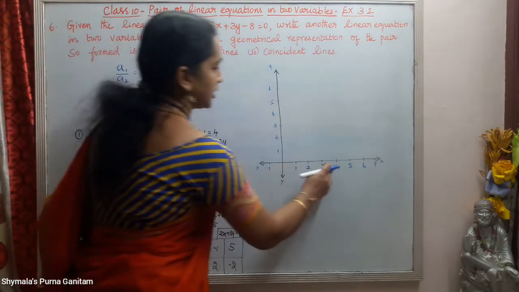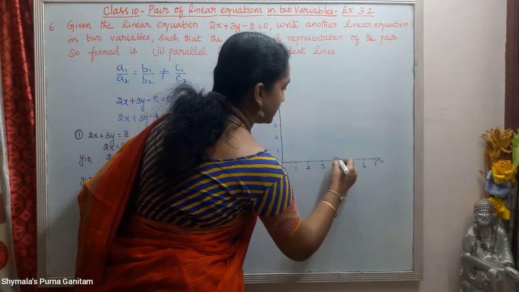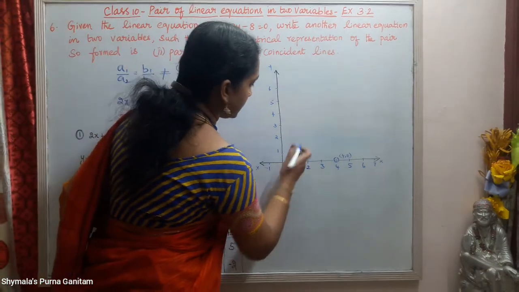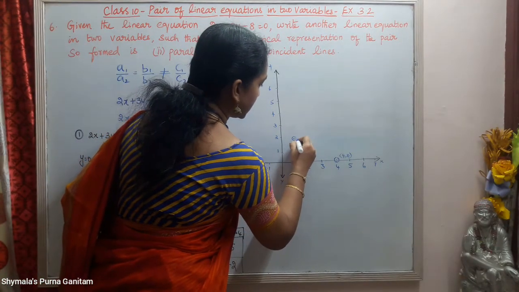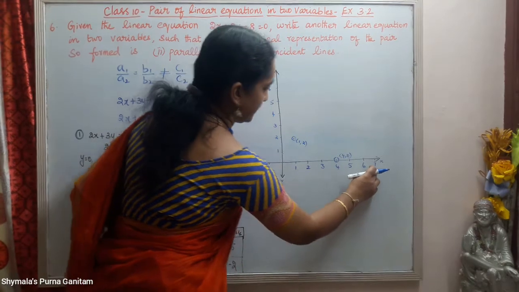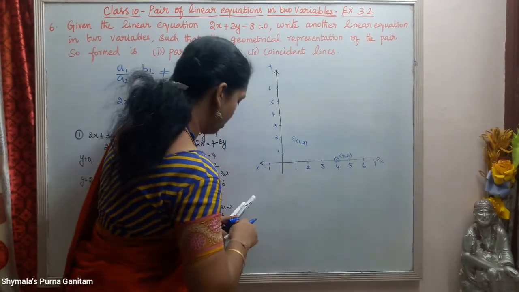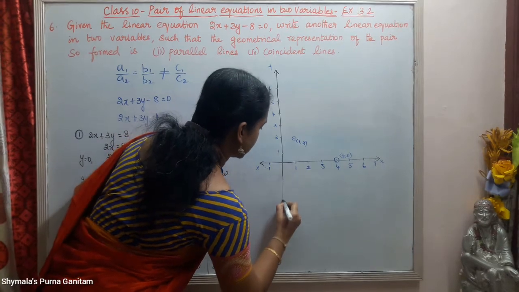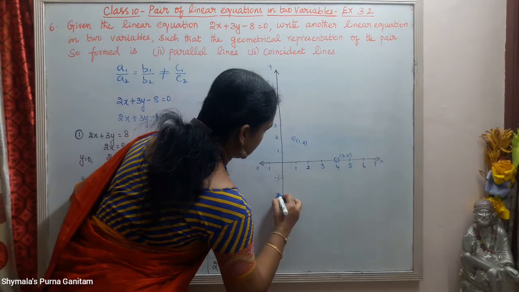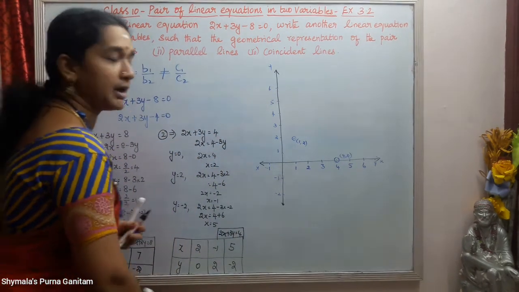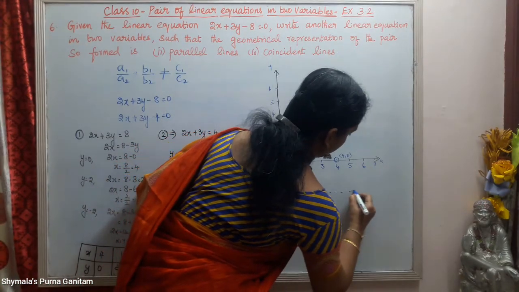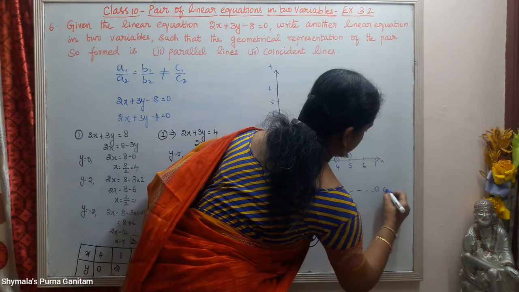So 4, 0 point will be this one. This is 4, 0. Then 1, 2 will be this point. This is 1, 2. Then 7, minus 2. A few more lines I will draw for the y-axis. Here it will be minus 1 and minus 2. So I need 7, minus 2: 7 in the x-axis, minus 2 in the y-axis. So this one will be 7, minus 2.